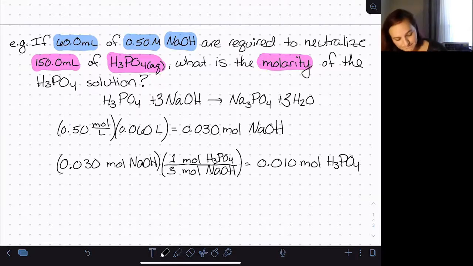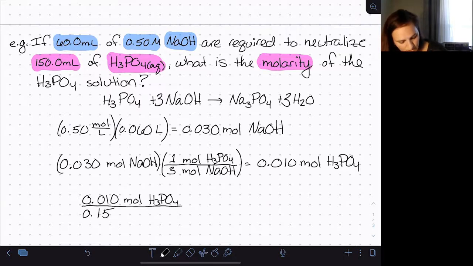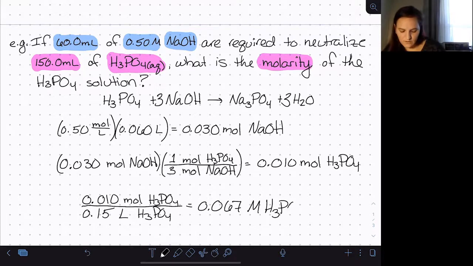And then the last step is taking that number of moles and dividing by the volume, which was 150 milliliters, or 0.15 liters of that solution. So this is going to come out to 0.067 molar H3PO4.